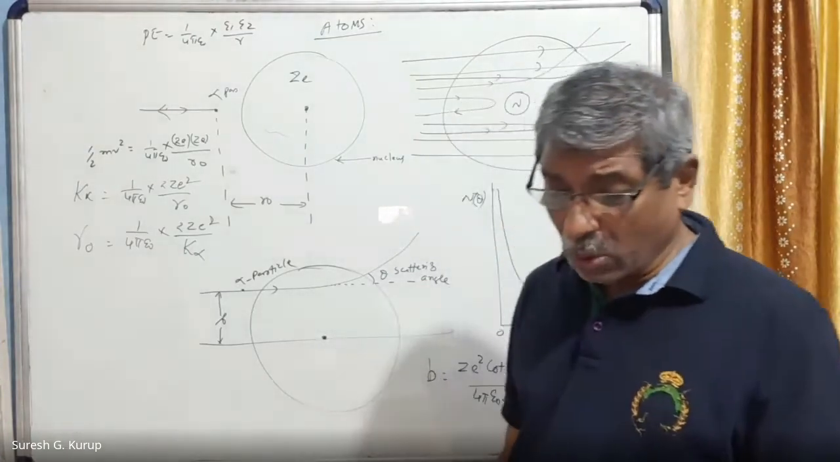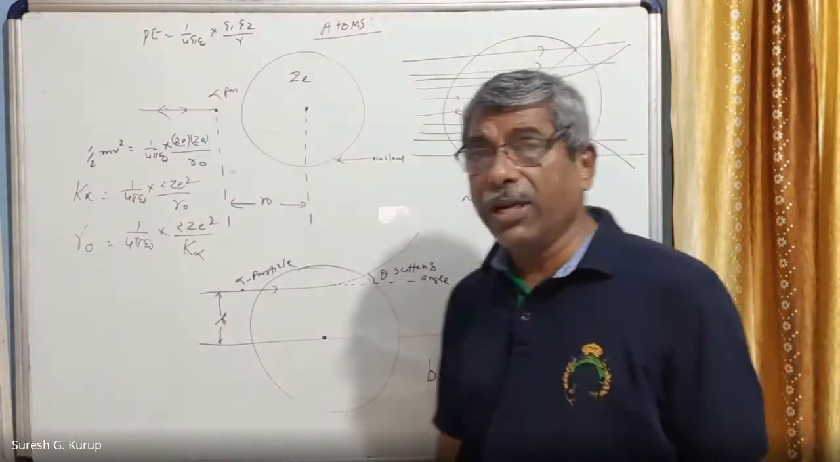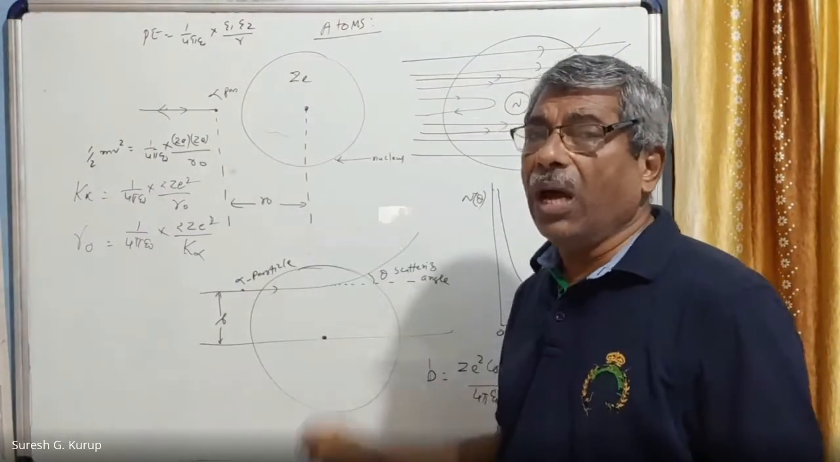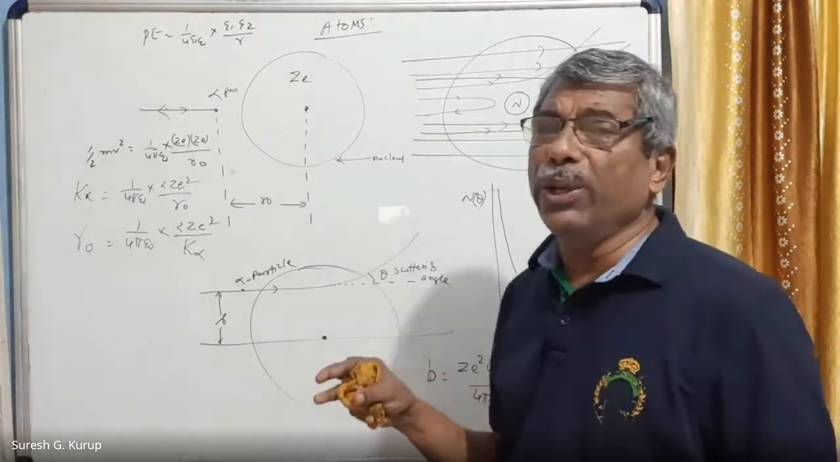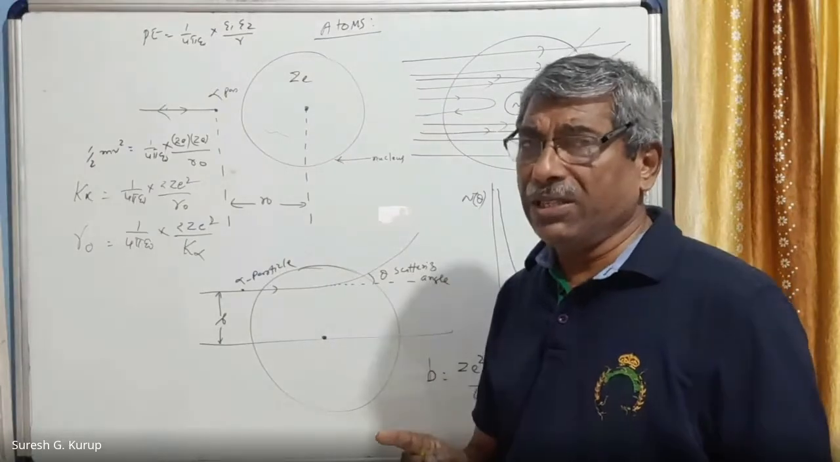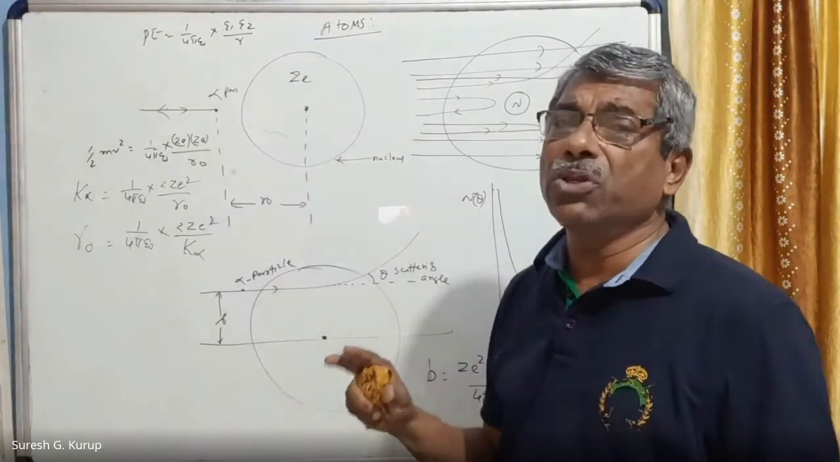R0 is the distance of closest approach. So distance of closest approach also done, right? For that also we are using an alpha particle only. The alpha particle is directed towards the nucleus of an atom, so it has a kinetic energy. Both the nucleus and the alpha particle have positive charges.